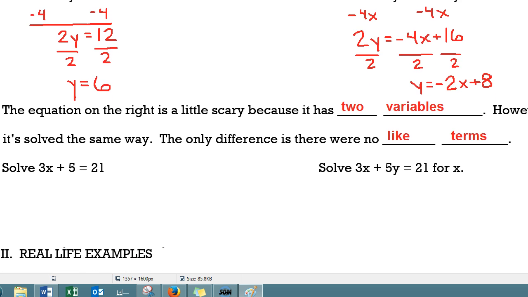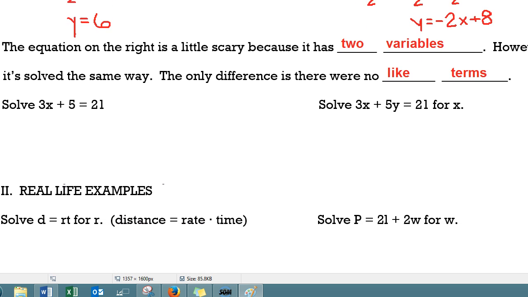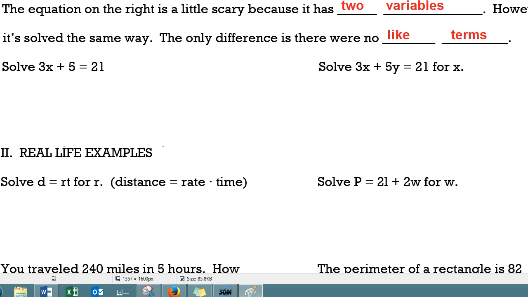All right, let's keep going here. That word was however, by the way. It just got cut off on my screenshot.